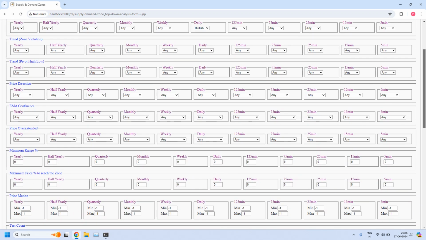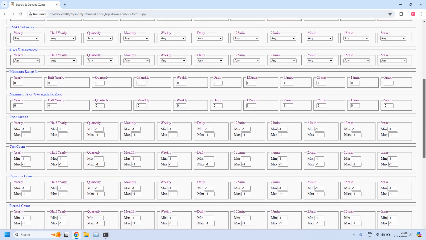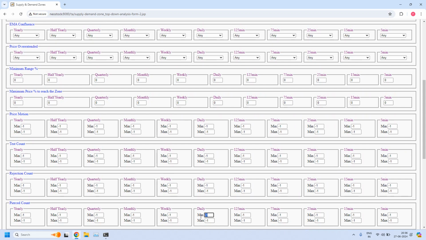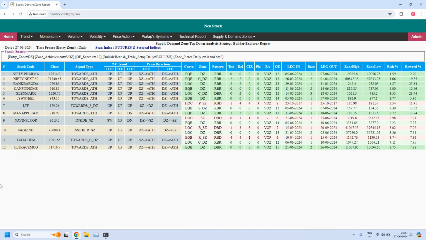We don't want pierced zones, so pierced count should be 0 on daily time frame. Minimum value 0, maximum value 0, which indicates pierced count is 0. That means the zone is not pierced. And the second filter, zone achievement. The zone achievement should be VOZ, violated opposing zone. And the third filter is odd enhancer score. Minimum odd enhancer score should be 12 for bullish or bearish trade setup. So with these values, let me generate the report. So 12 stocks are currently supporting bullish trade setup.